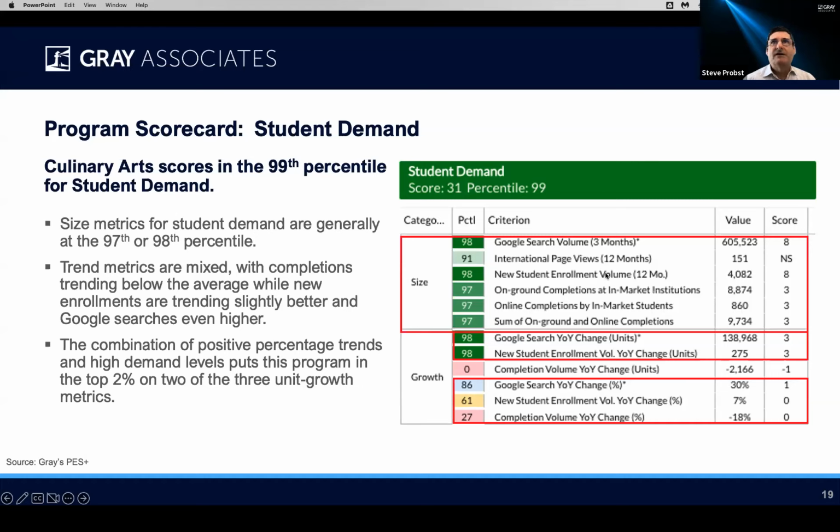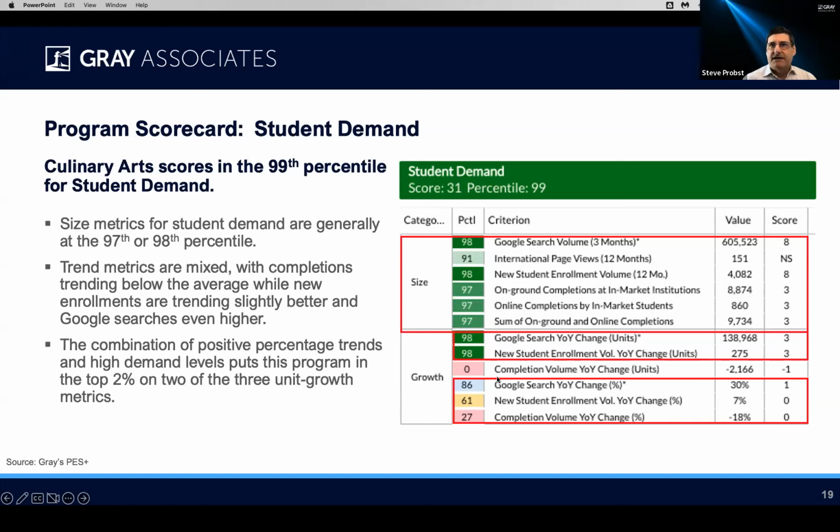Not a big thing for culinary, but on ground is very important. Here's the sum. And these are 97th percentile, not quite as high as the enrollments or the searches. But in general, we're talking a top 3% for all these metrics, except international, which for this program I wouldn't care about.